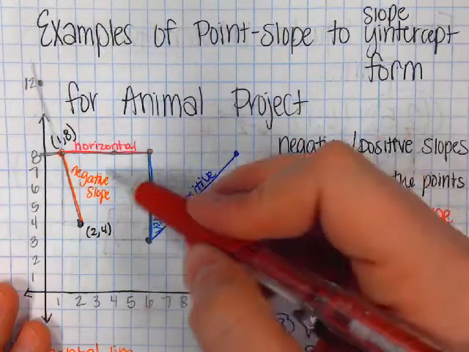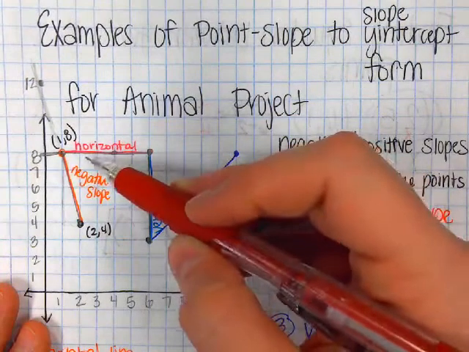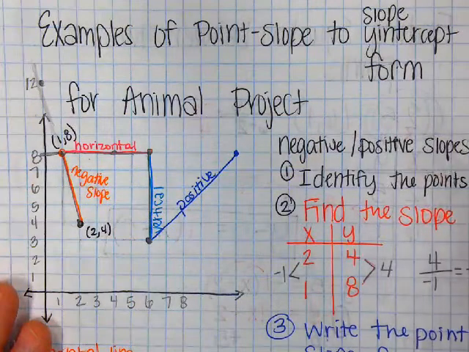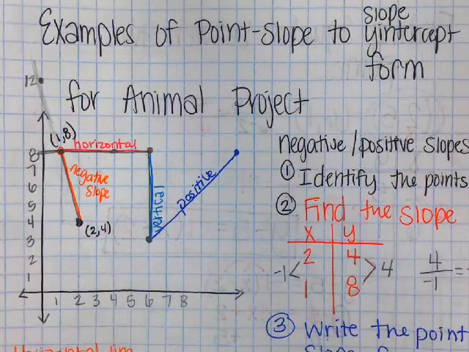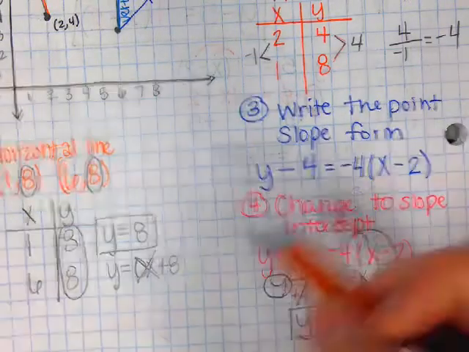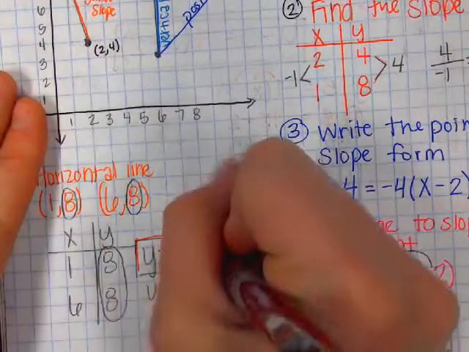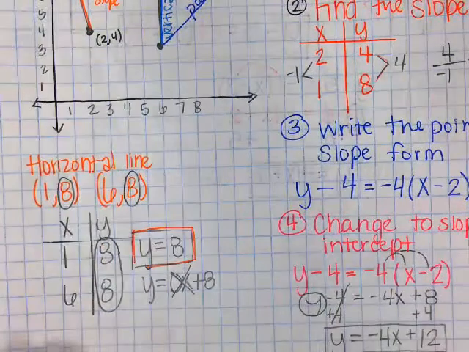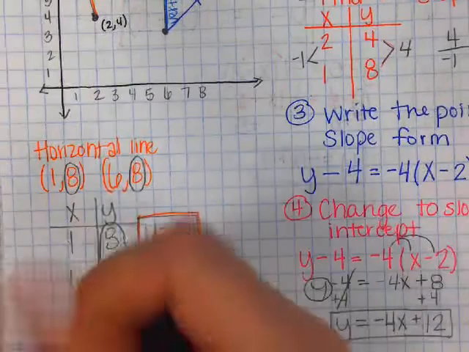So like right here, that's 4, 8. 4, 8, 5, 8, 3, 8. I could extend it way, way over, and it would be 100, 8. Every y value is 8. So that is really it. Your equation is just y equals 8.